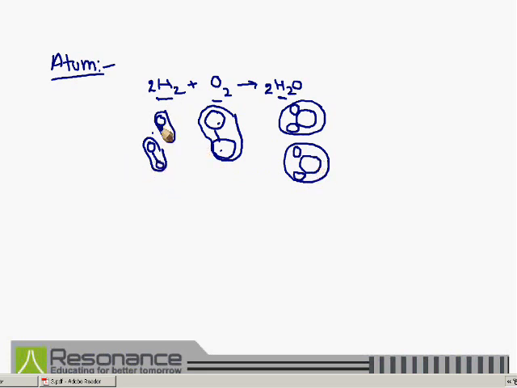Now we can say that the smallest unit of hydrogen which takes part in this reaction is this atom, and the smallest unit of oxygen which takes part in this reaction is this oxygen atom. And this is a molecule of H2O, and the smallest unit of this is these atoms. Now we can say that an atom is the smallest particle of any element which can take part freely in a chemical reaction.